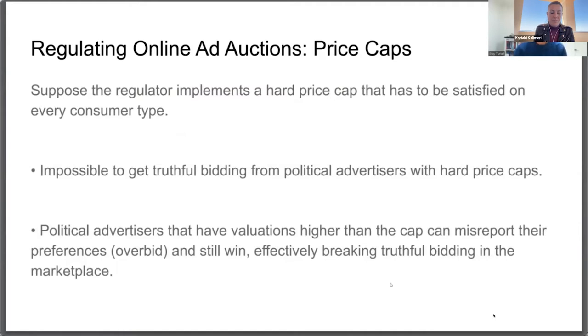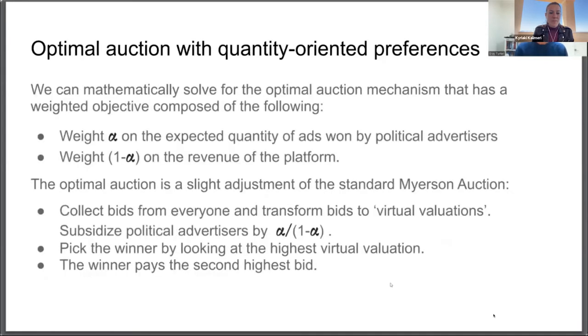So if, as a regulator, we come in and impose a hard price cap on online ad auctions, it will be impossible to get truthful bidding from political advertisers in this environment. Any political advertiser who knows that they will not be charged above a certain price cap will no longer have an incentive to bid truthfully. So we will be breaking the truthful bidding in the marketplace. And we can think more carefully about what kind of auction we need to achieve similar goals.